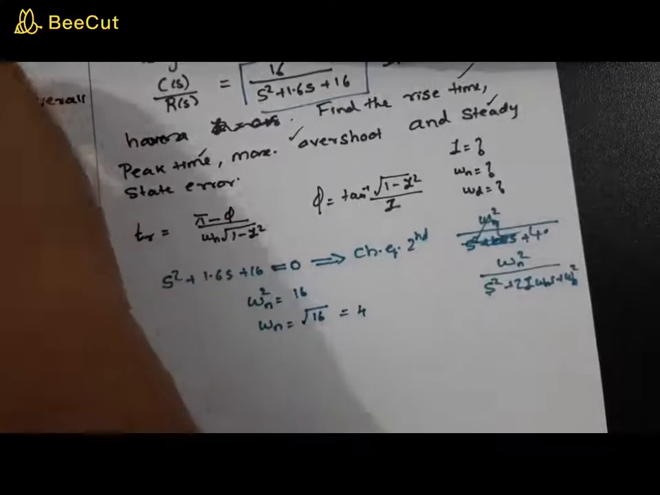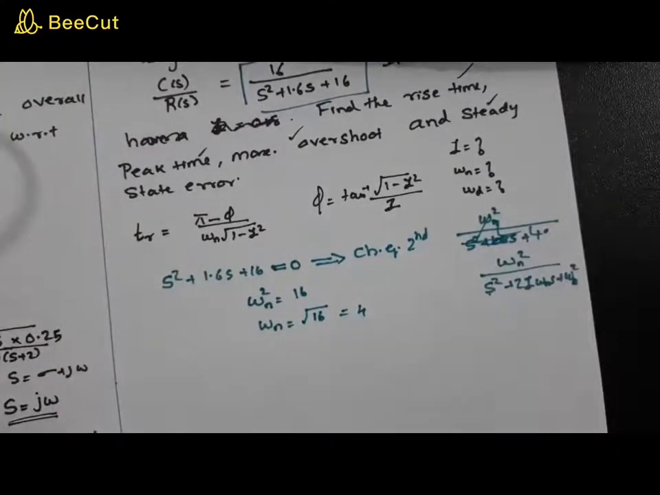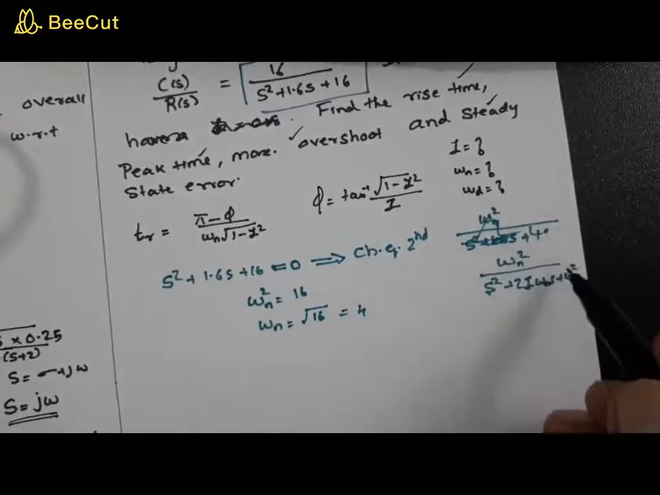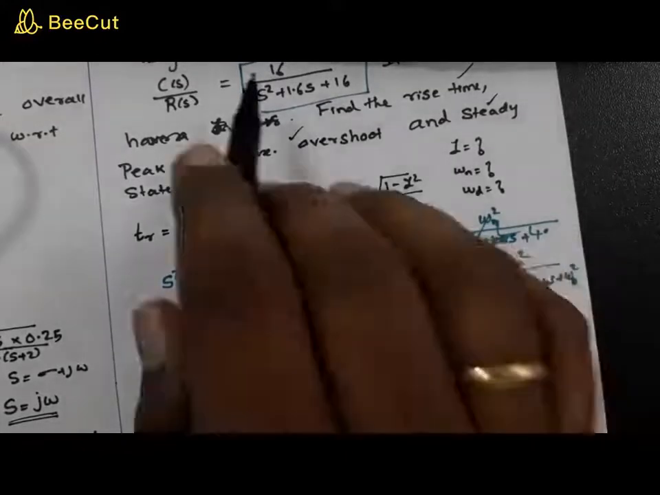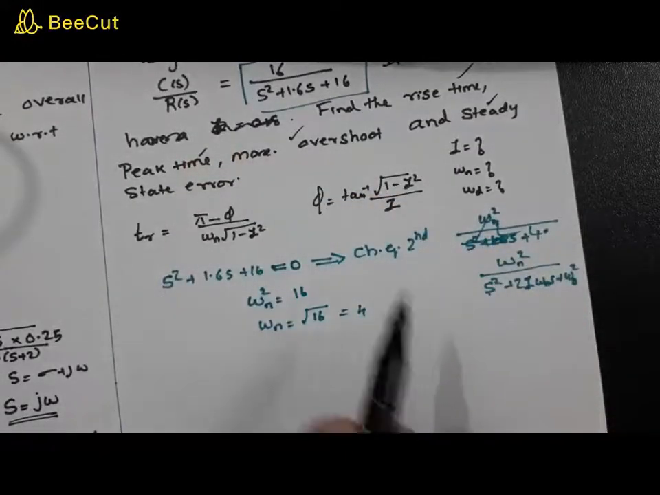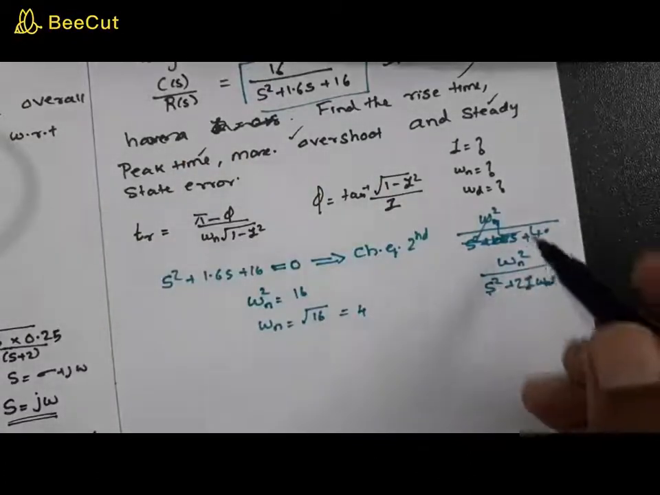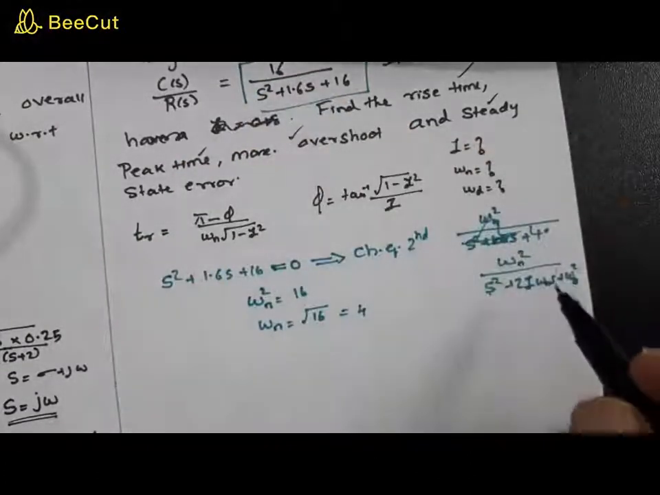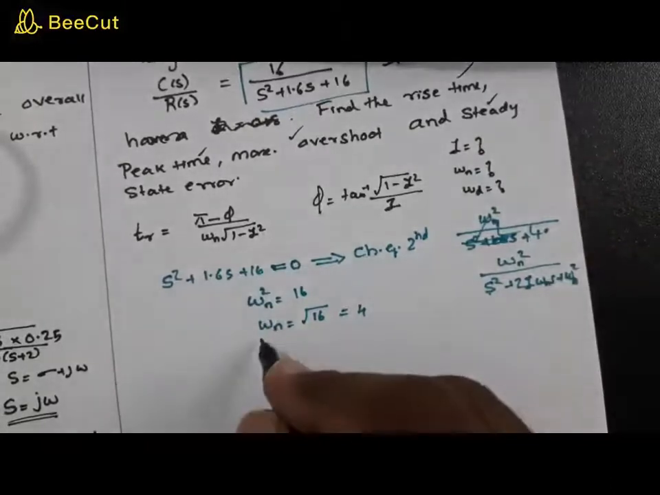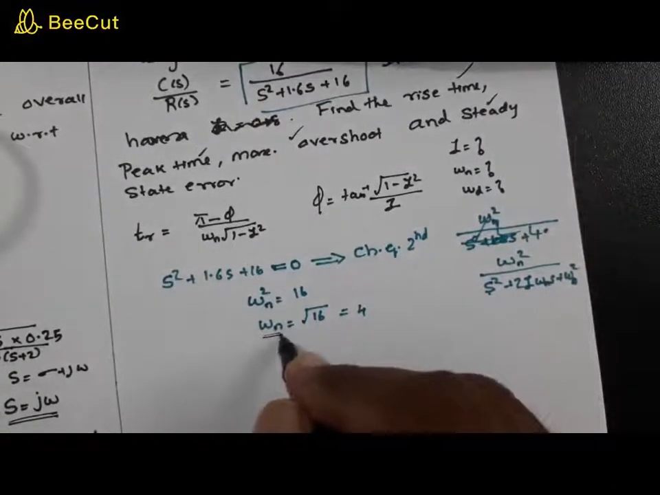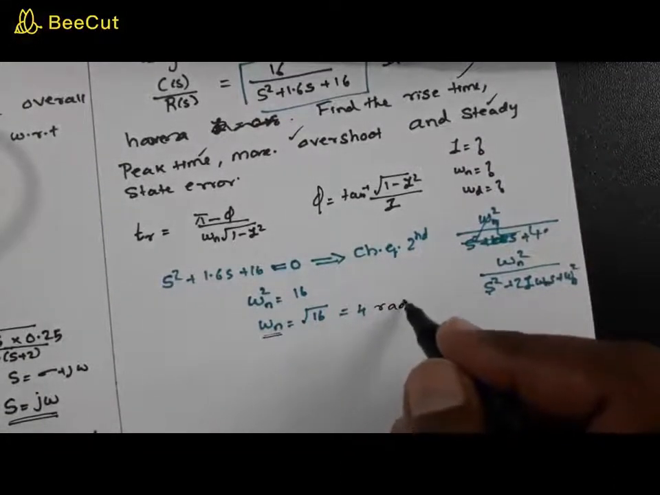Once you have found omega n, you need to do this comparison every time. It has to be comparable with the given transfer function. This is how you should do it. First of all, consider the second order system and compare with this. From this, you get the natural frequency of oscillation, that is 4 radians per second.